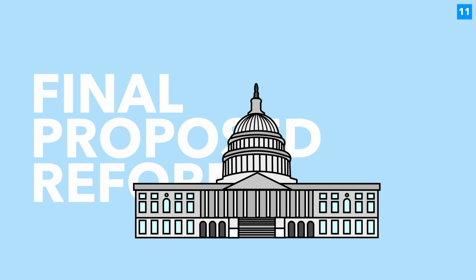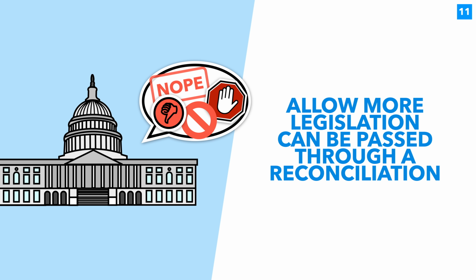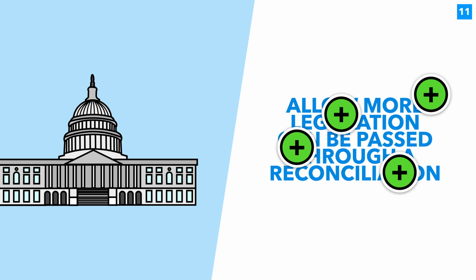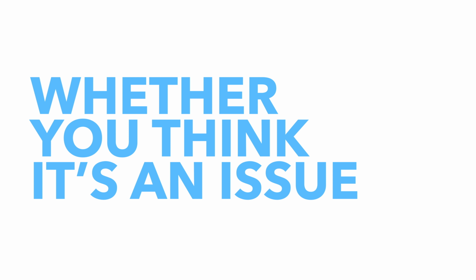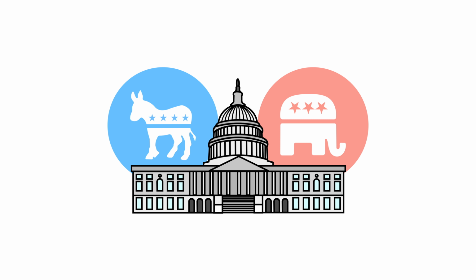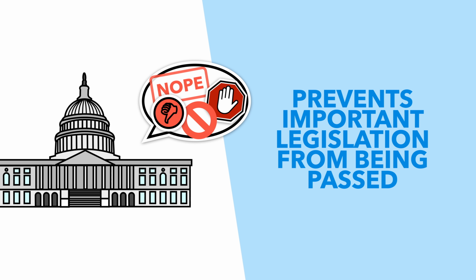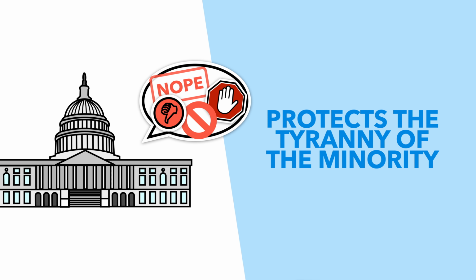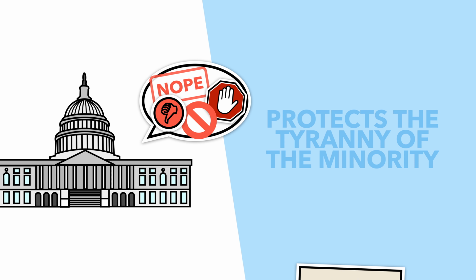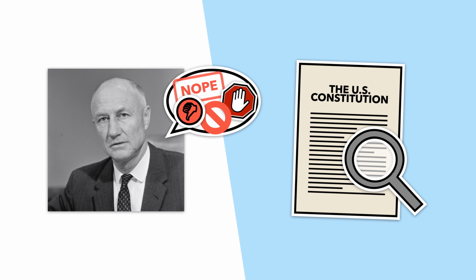A final proposal would be to change a certain senatorial rule to allow more things to be classified under reconciliation, although this would just keep going until it effectively wiped out the filibuster. Of course, all of this comes down to whether you think it's an issue. To proponents of reform, who, it should be said, strangely change depending on whoever's in power, the filibuster prevents important legislation from passing and gives the minority undue power. Oh, and it was never in the Constitution, and has a seriously racially charged background.